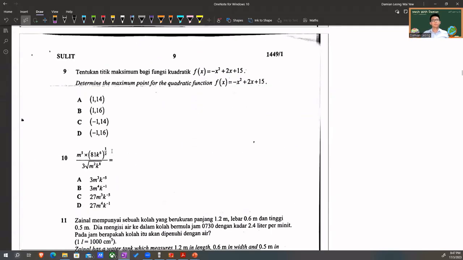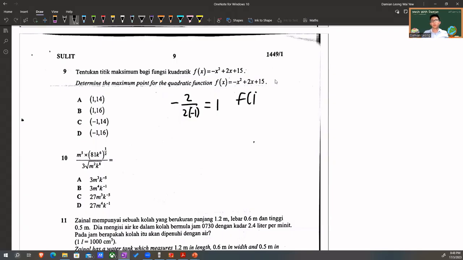Then question 9. Determine the maximum point for this quadratic function. So determining maximum point, you can use the formula actually. Okay. Negative b over 2a. So negative 2 over 2 times negative 1, which is 1. So I know the x value is 1.